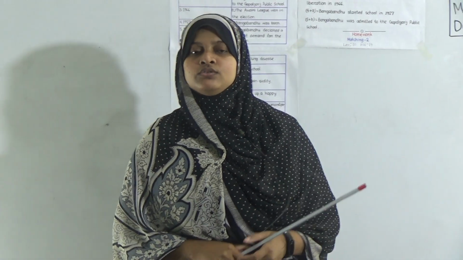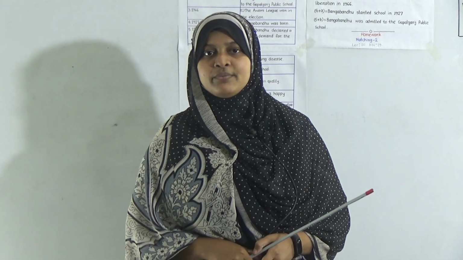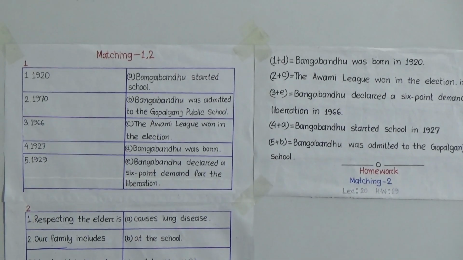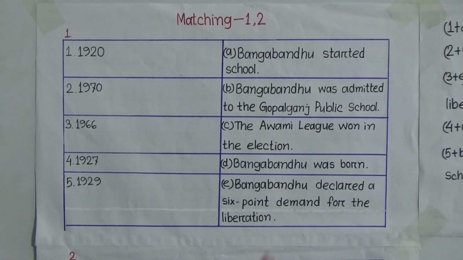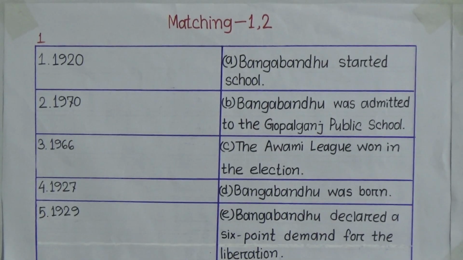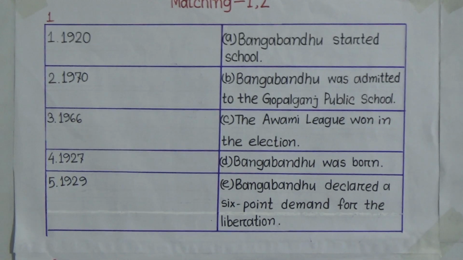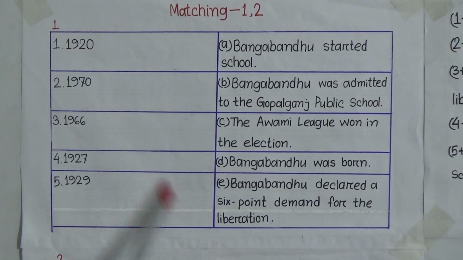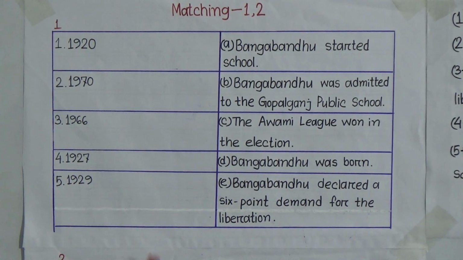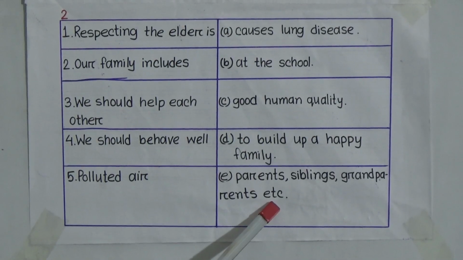Students, take your notebook and writing elements. Today we will give revision on the topic of matching 1-2. So let's begin. Students, in our earlier class, that means in the class of matching, we have done matching 1-2, and today again we'll give revision on the topic matching. And here is our first matching and here is the second one.